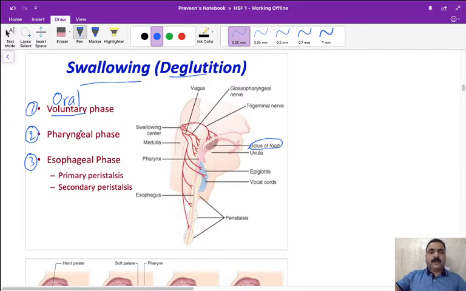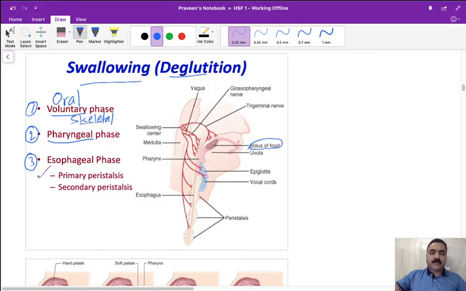So what are the things that happen? This is completely voluntary. That means only skeletal muscles are involved, purely skeletal muscle. Next is the pharyngeal phase. The pharyngeal phase is also skeletal muscle, but again there is a little bit of reflex activity and automaticity seen, which is not fully controlled, even though it involves skeletal muscle.